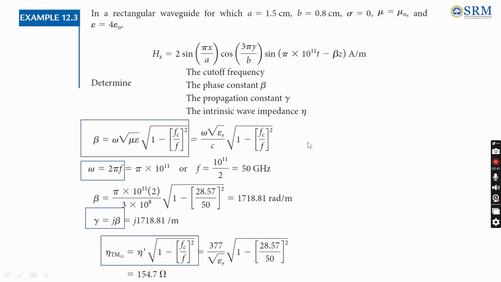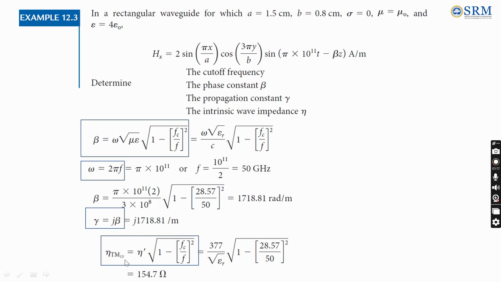28.57 gigahertz. And the operating frequency is 50. How can we find it? It is from the relation omega equal to 2 pi f. f equal to this omega by 2 pi. Okay, 50 gigahertz we are getting. So we get the answer in radians per meter. They have asked us to find the propagation constant. Propagation constant is nothing but j beta. So whatever phase constant we get, we have to write it along with j beta, and its unit is per meter.